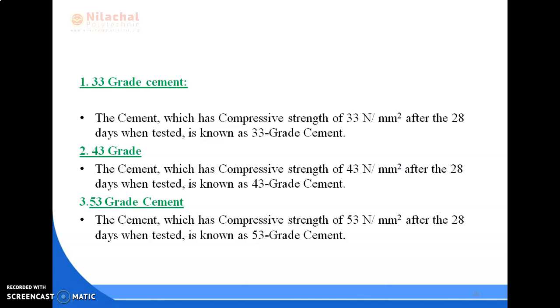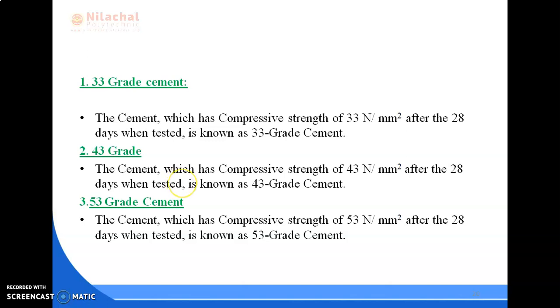Next is 43 grade. The cement which has a compressive strength of 43 Newton per mm square after 28 days when tested is known as 43 grade cement. It has low chloride content, so it does not cause corrosion of steel reinforcement, and it gives good workability of concrete. The strength of this grade continues to gain even after 28 days. Also, it gives a better surface finish to the structure, and it is used for the preparation of ready mix concrete, for PCC and RCC work, RCC bridges, and finishing all types of structures like buildings, bridges, roads, water retaining structures, etc. It is also used in precast and pre-stressed concrete.